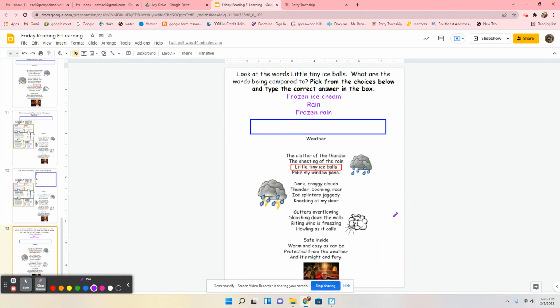Let's look at one more thing, and then you may go and do your quiz. Look at the words little tiny ice balls. What are the words being compared to? Is the author of this poem saying that little tiny ice balls are like frozen ice cream? Is the author saying that little tiny ice balls are like rain? Or is the author saying that little tiny ice balls are like frozen rain? What do you think? The correct answer is frozen rain. So hopefully you got that right.